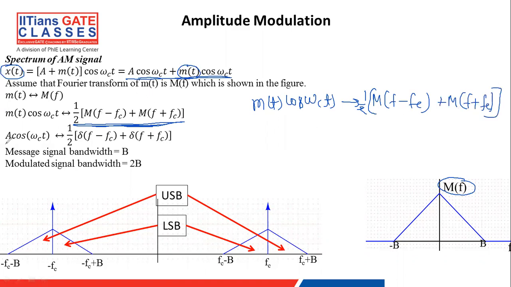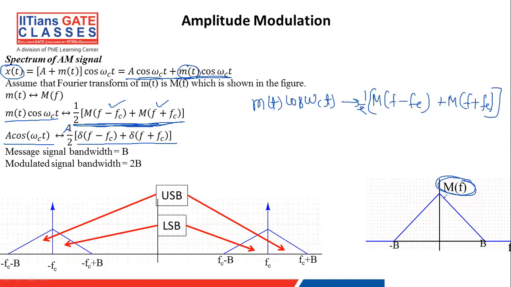Also for A cos ωct, this will be the Fourier transform: A/2 [δ(f − fc) + δ(f + fc)]. So this is M(f). Now to plot the Fourier transform of this signal, first we need to shift this M(f) by fc and then by minus fc. Once we need to shift it left, and once we need to shift it right. So this is shifting right and this is shifting left.